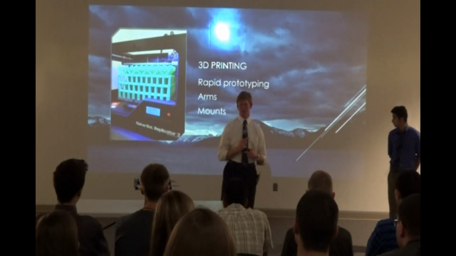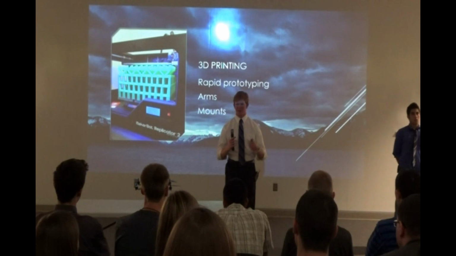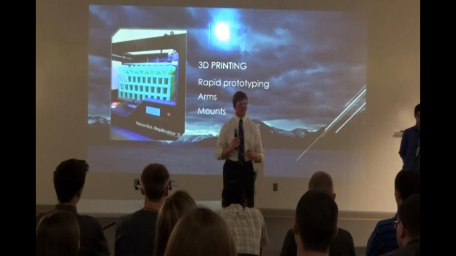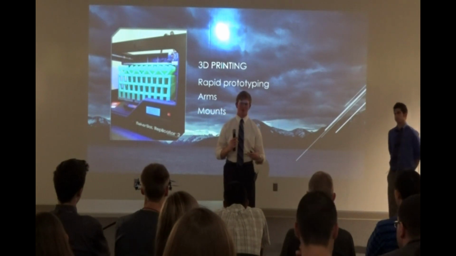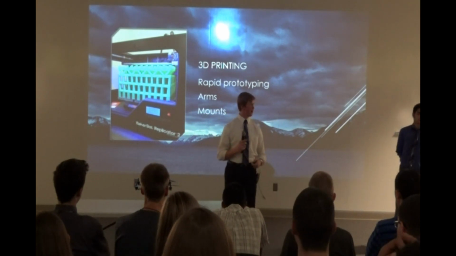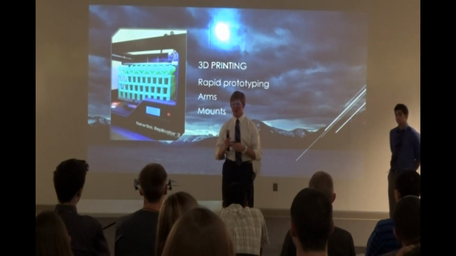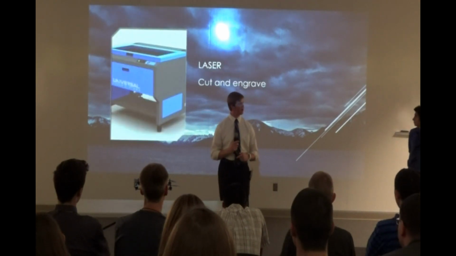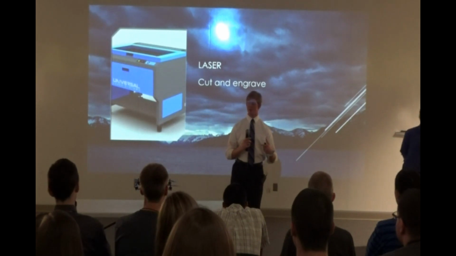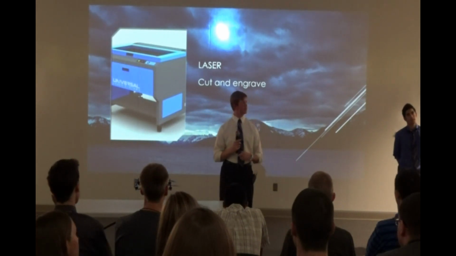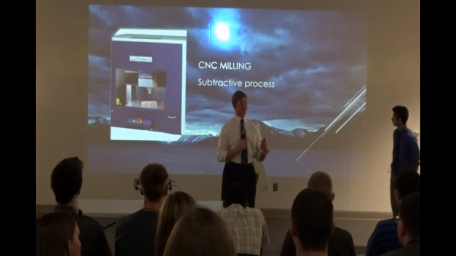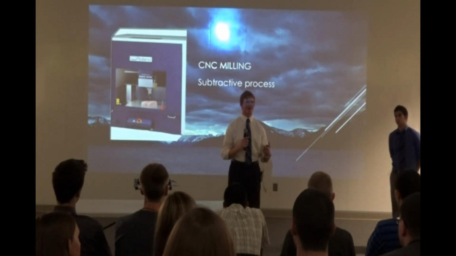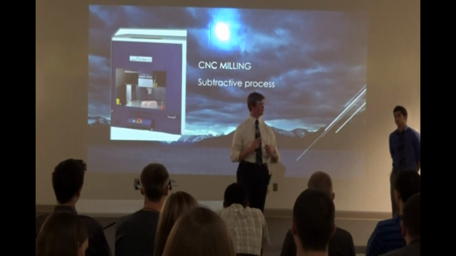It allows rapid prototyping, which essentially means that you can take an idea, create it in SolidWorks, and then in a couple of hours, depending on the size of the part that you want to print, have that there. Use that for the arms, and then a couple miscellaneous mounts that we have. And then the laser, like I said earlier, was used to cut the acrylic sheets. And then CNC milling, which is a subtractive process, the opposite of the additive process of 3D printing.